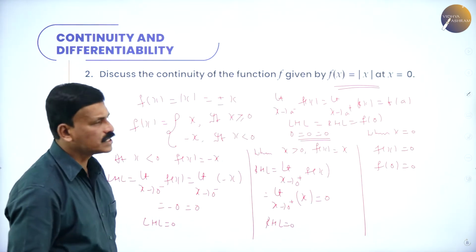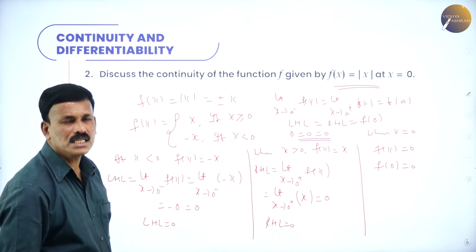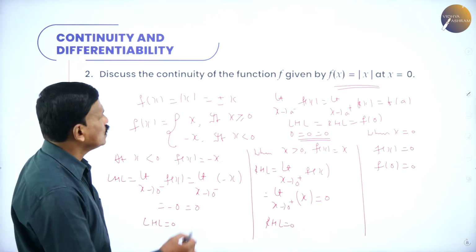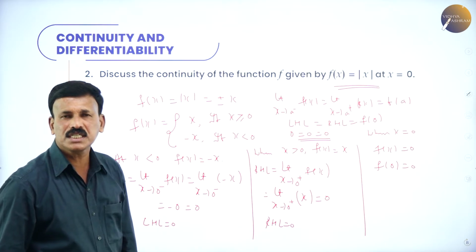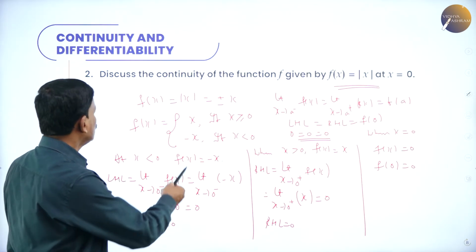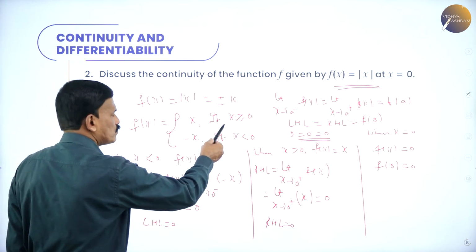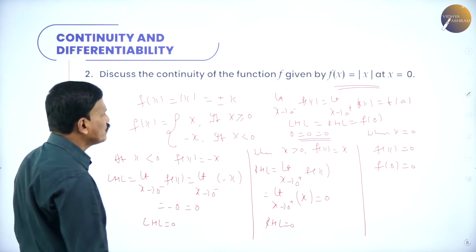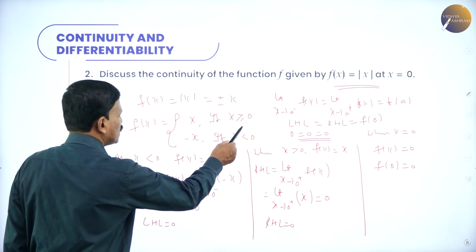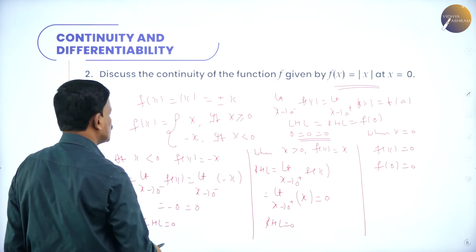So therefore the function f of x is continuous at x is equal to 0. So the modulus function is continuous at x is equal to 0. Very simple. Let f of x is equal to mod of x, which is plus or minus x: x if x is greater than or equal to 0, minus x if x is less than 0.